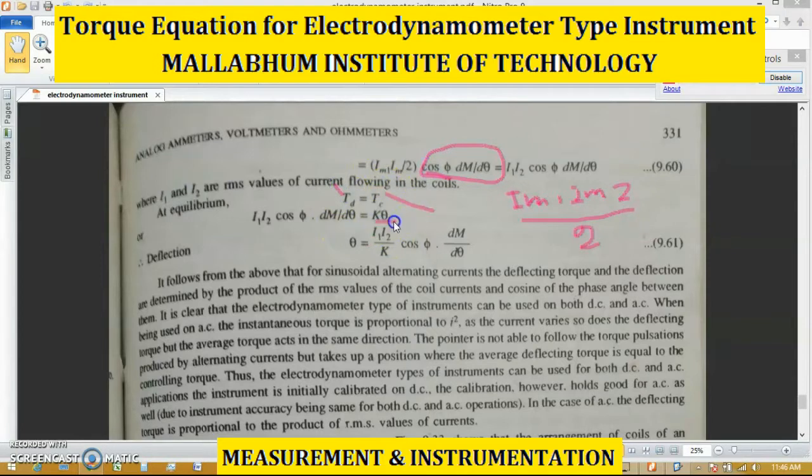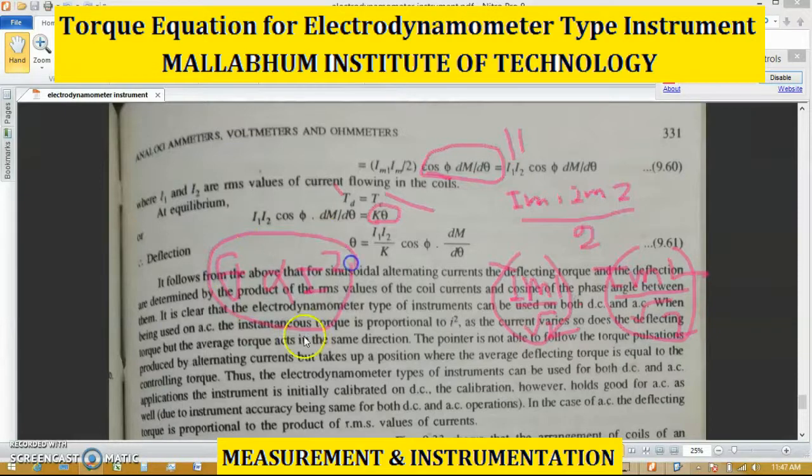So Tc equal to k into theta, controlling spring constant k into theta. So theta equal to I1 I2 divided by k cos phi into dM by d theta. So I1 into I2, that is important. Here Im1 into Im2, and this I1 and I2 is the RMS. RMS means Im1 divided by root 2 into Im2 divided by root 2. So this is the two RMS values of the current, and the total deflection is proportional to the RMS value of the current in the case of the AC.